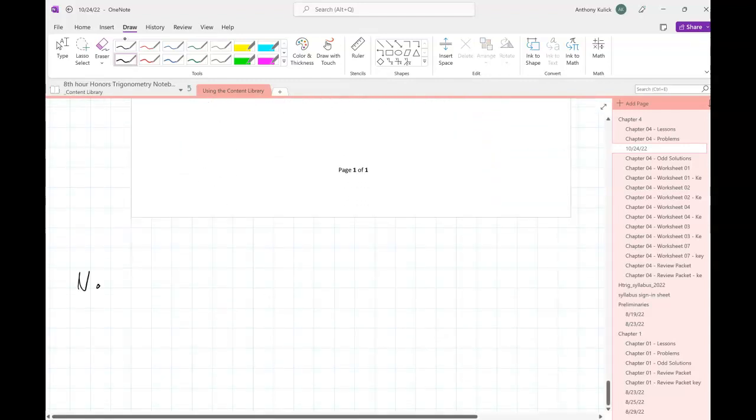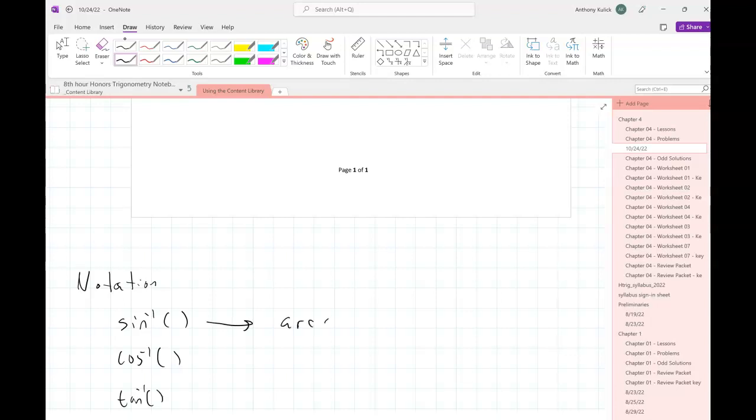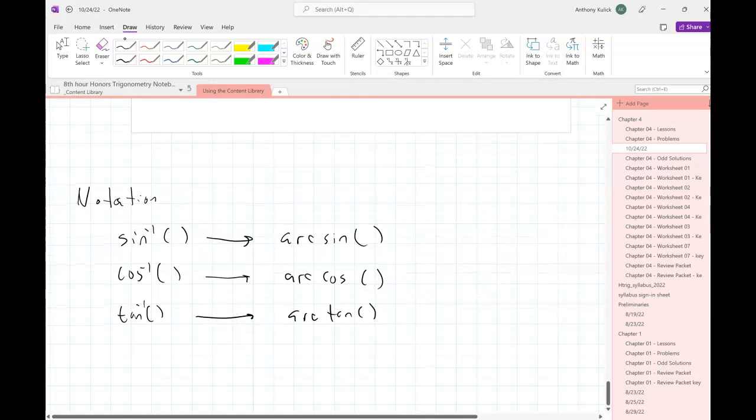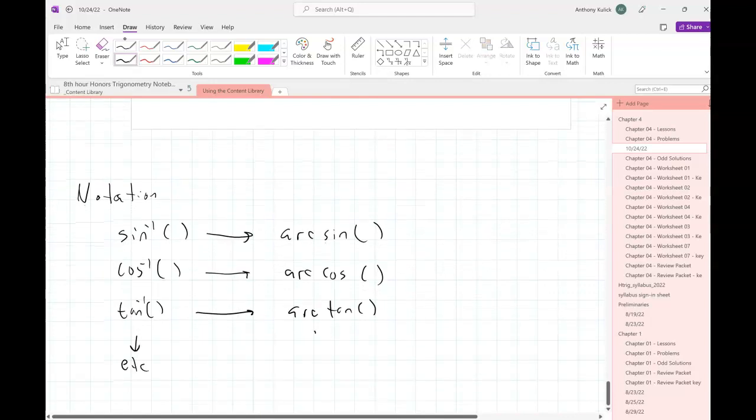Actually, before we do that, I need to address a piece of notation. So sine inverse, cosine inverse, tangent inverse, etc. Another notation for that is arc sine, or arc cosine, or arc tangent, etc. So they just mean the same thing.